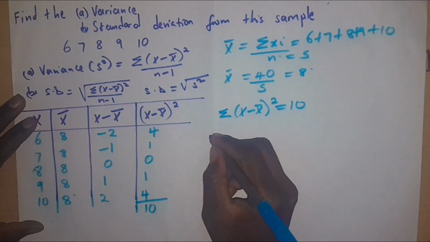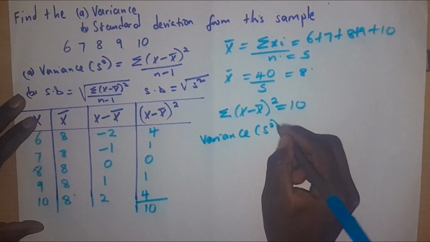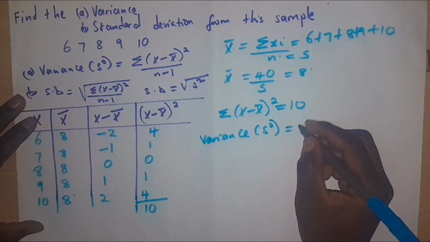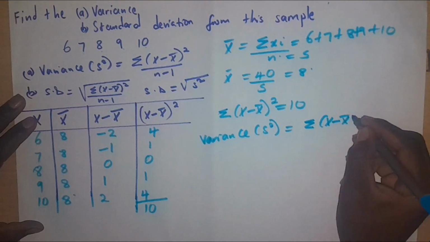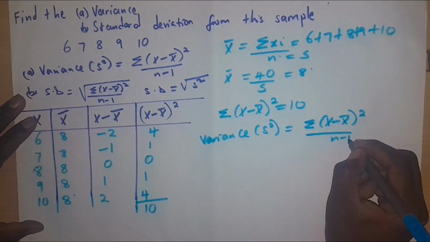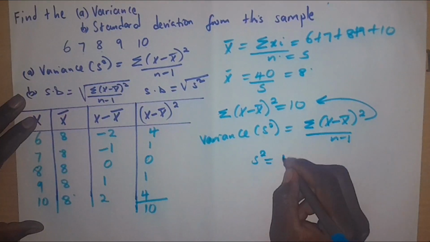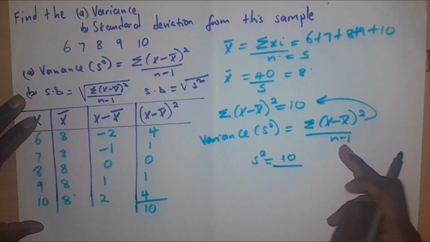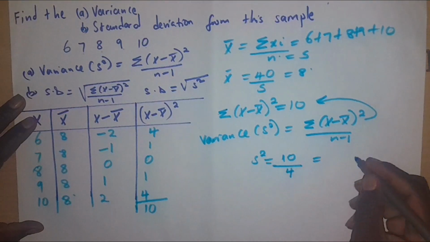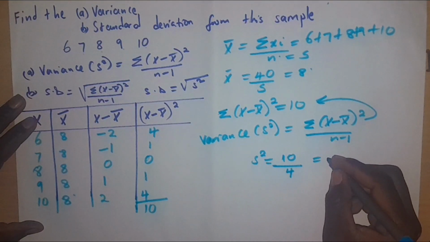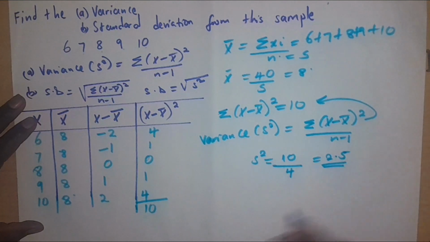So now the variance, which is denoted by s squared, is equal to the summation of (x minus x bar) squared all over n minus 1. We found out that the summation is equal to 10, so I'm going to say 10 over n minus 1. My n is 5, minus 1, so I'm left with 4. Therefore, if you find this on the calculator, the variance is equal to 2.5. So this is the variance.